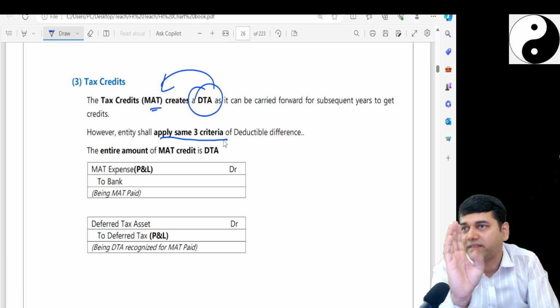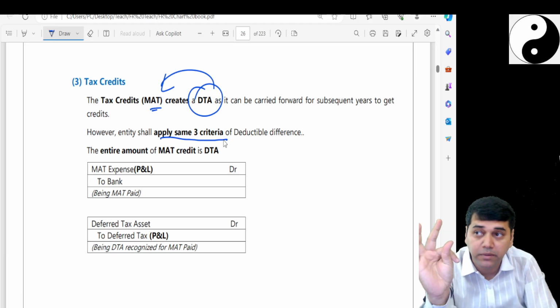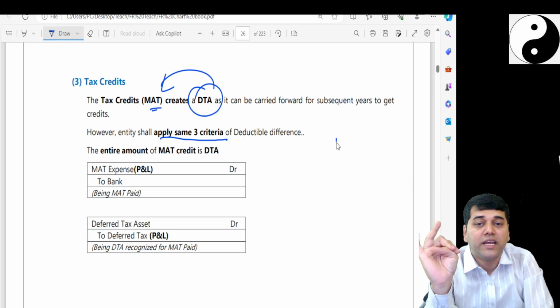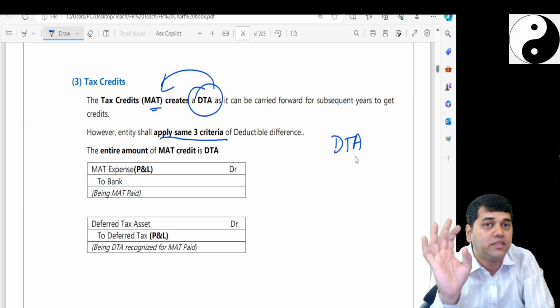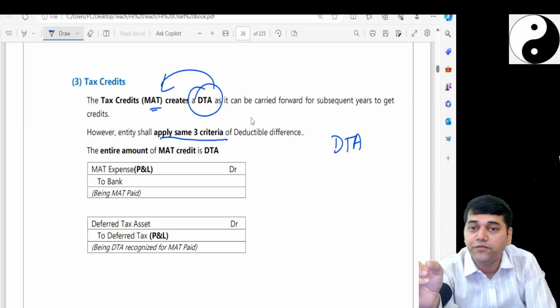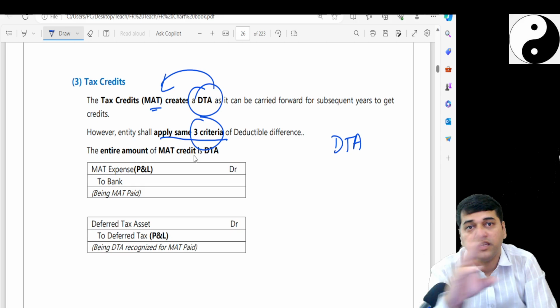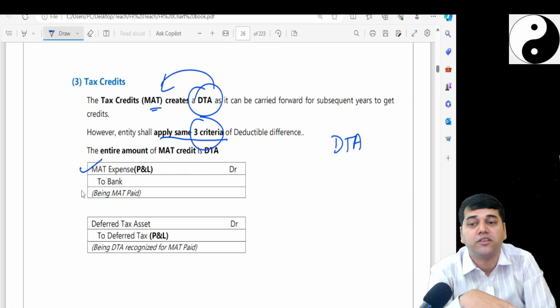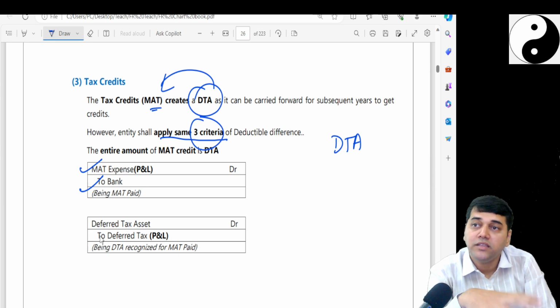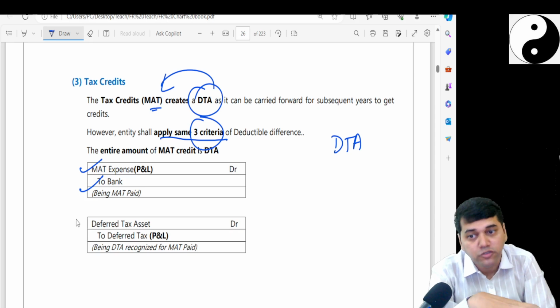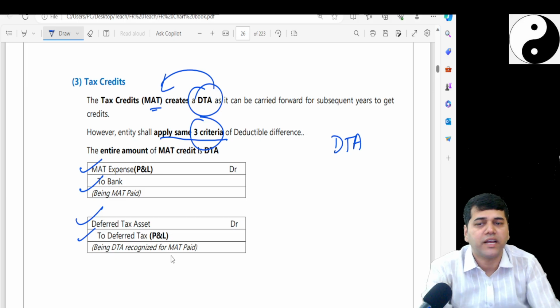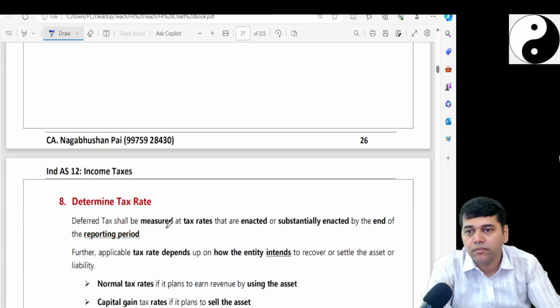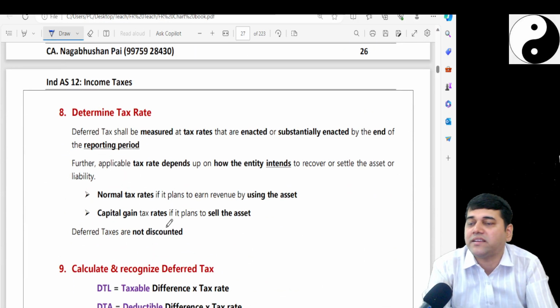It says that whether it is a tax loss, a deductible difference, or a tax credit, you can recognize deferred tax asset, because all the 3 will result in deferred tax asset only if the 3 conditions are fulfilled. If no, don't create. Like for MAT, what happens? Whenever you pay the minimum alternative tax, your accounting entry is MAT expense account debit to bank for the amount of MAT you paid, and then deferred tax asset to deferred tax income, for your academic interest, right? Not relevant much.